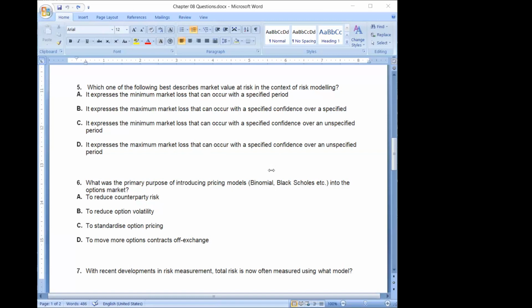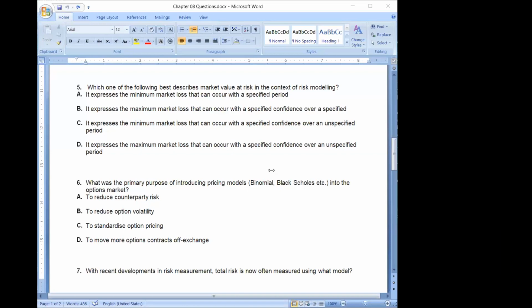Which one of the following best describes market value at risk in the context of risk modeling? Now we are looking at not market risk alone, we are looking at market risk in the context of risk modeling, model risk. It expresses the minimum market loss that can occur with a specified period. It expresses the maximum market loss that can occur with a specified confidence over a period. It expresses the minimum market loss that can occur with a specified confidence over an unspecified period. It expresses the maximum market loss that can occur with a specified confidence over an unspecified period.